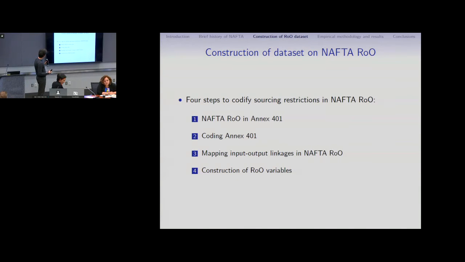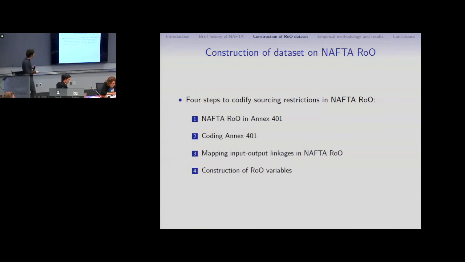So there are four steps that we carried out in order to construct this data set. The first one is going to Annex 401 and looking at the rules, then codifying all these rules into an Excel file, then mapping all the input-output linkages, and finally constructing the variables that we're going to introduce in our regression.